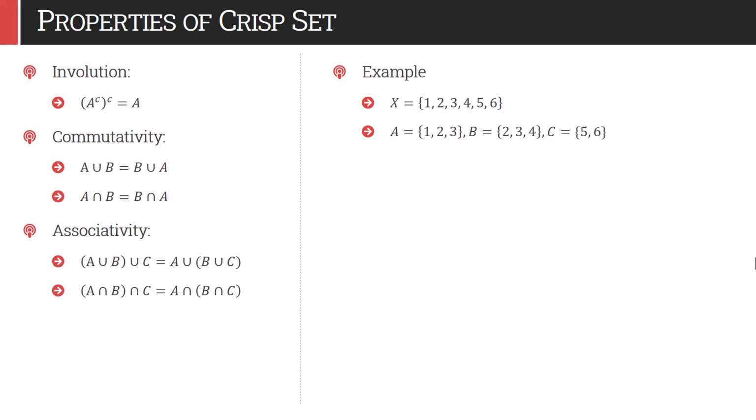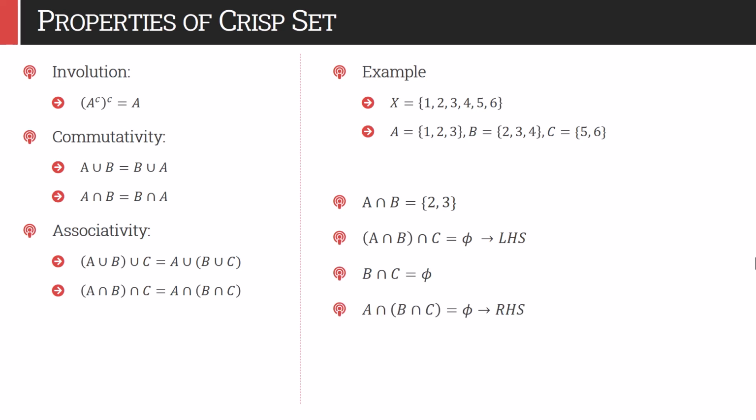The same is true for intersection. Either we compute A intersection B first and then take the intersection of that with C, which is phi in our case, which would be the same as first computing B intersection C and then taking the intersection of that with A. So that is also phi. So both answers prove that intersection is also associative.